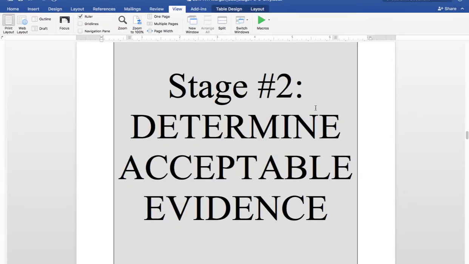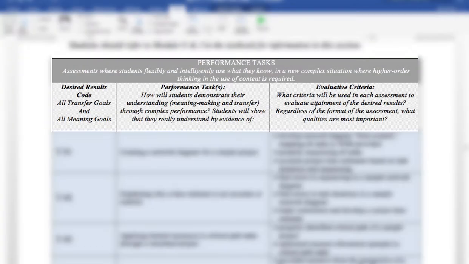My name is Dave Morgan, and I'm going to be going through stage 2 of the Understanding by Design, or the UbD process, which is determining acceptable evidence. We'll begin with examining performance tasks.